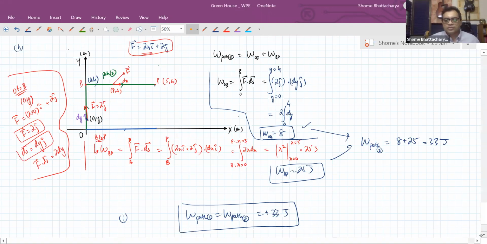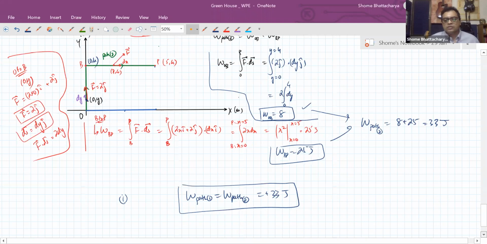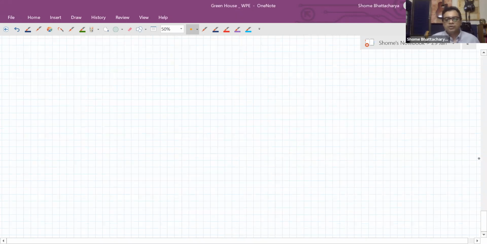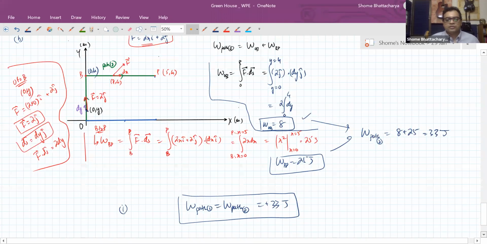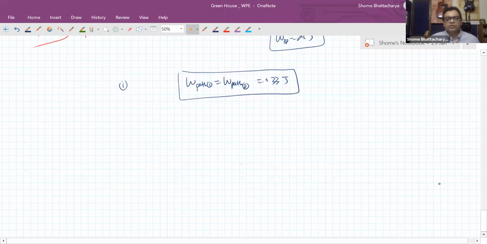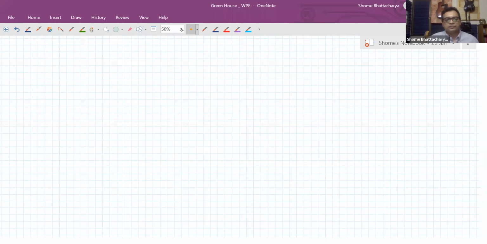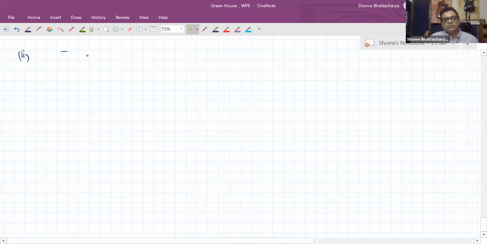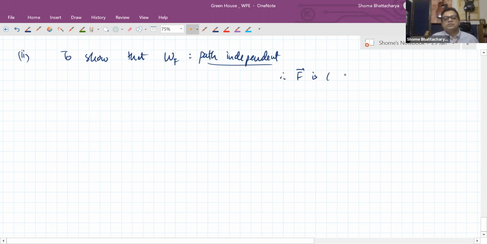Okay, now let's come to the last part of the question. So again, important concept to learn from the last part of the question. How do we show that the force is overall conservative? To show that work done by this force is path independent, and therefore the force is conservative. Let's see how that will happen.